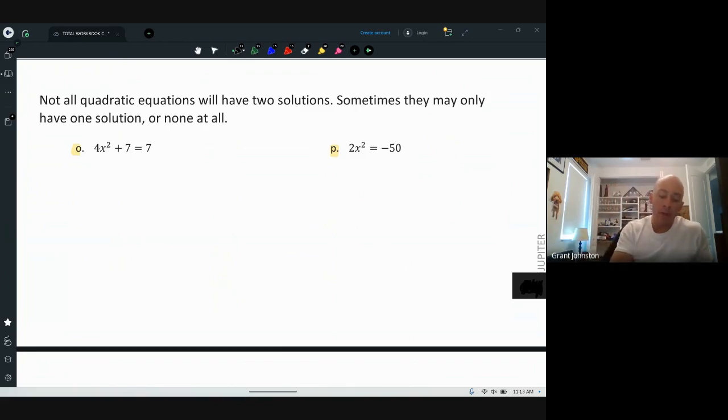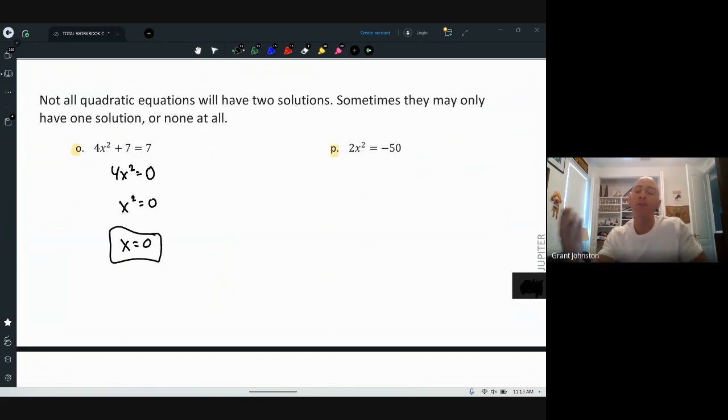On this one, when I subtract 7 from both sides, 7 minus 7 is 0. And then you divide by 4, x squared equals 0. When you take the square root of 0, there's no such thing as a positive or negative 0. 0 is just 0. It's neither positive nor negative. So you take the square root, it's just 0. You wouldn't put a plus or minus. So just keep that in mind.